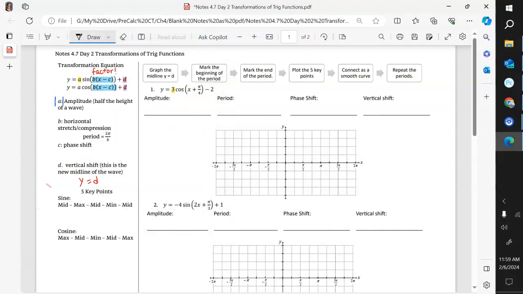When I do these problems, I like to start by graphing the midline, partly because that's the easy one. So the midline is going to be -2. That's also the vertical shift. So I'm going to graph the midline. I'm going to count by ones on my y-axis, so this is the midline.